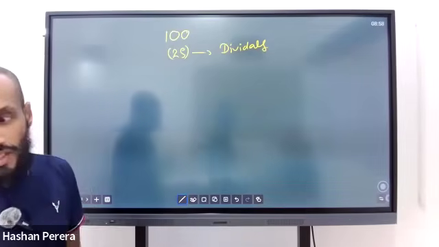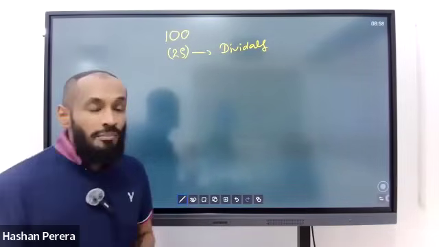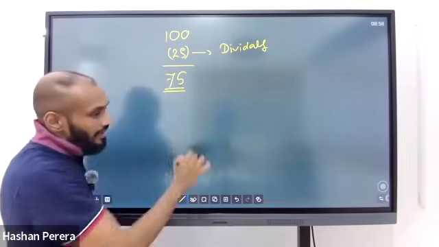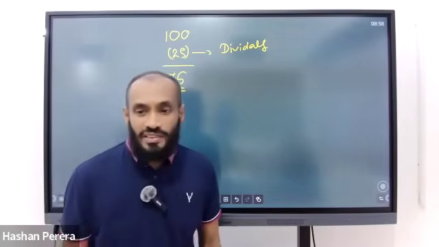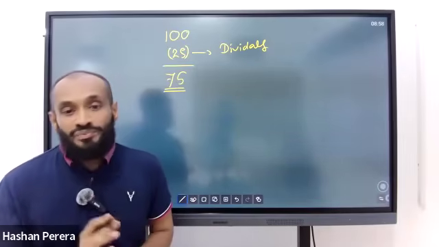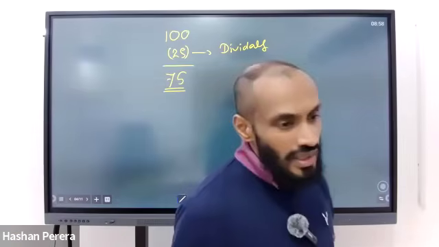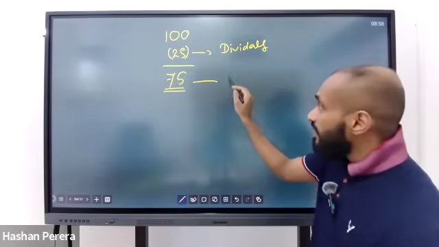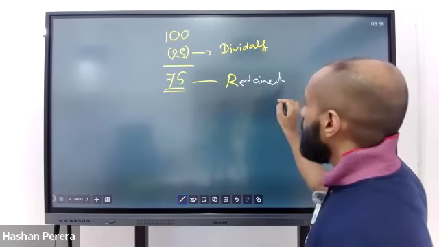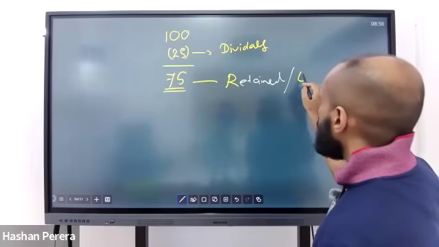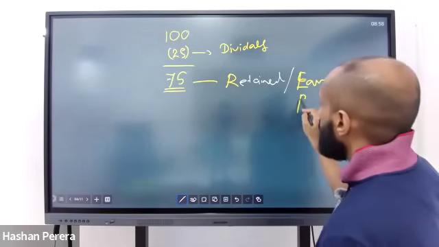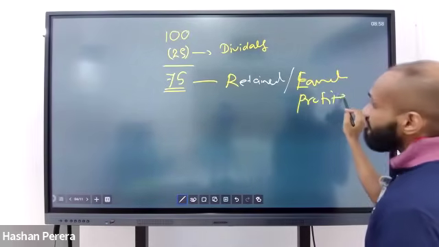Dividends to shareholders, then 25. The balance amount they will keep inside the company itself. That will not be distributed to the shareholders. So these are what you call retained profits or retained earnings. You can say retained earnings or retained profits.